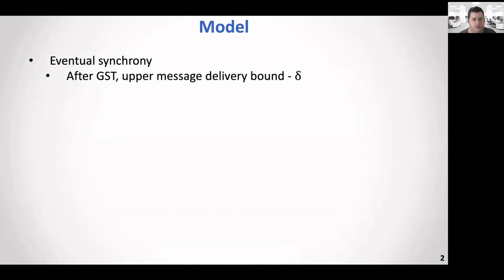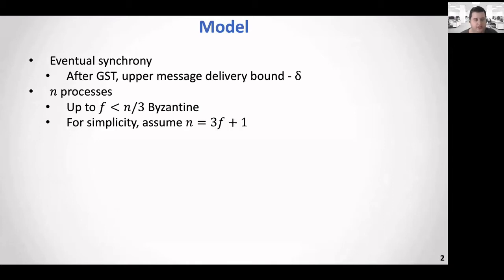The model is eventual synchrony. In this model, there is first a period of asynchrony, then an event known as GST, global stabilization time, after which there is synchrony. The upper message delivery bound after GST is denoted as delta. The system has n processes, out of which a third can be Byzantine, denoted here by f. And for simplicity, we assume that n equals 3f plus 1.